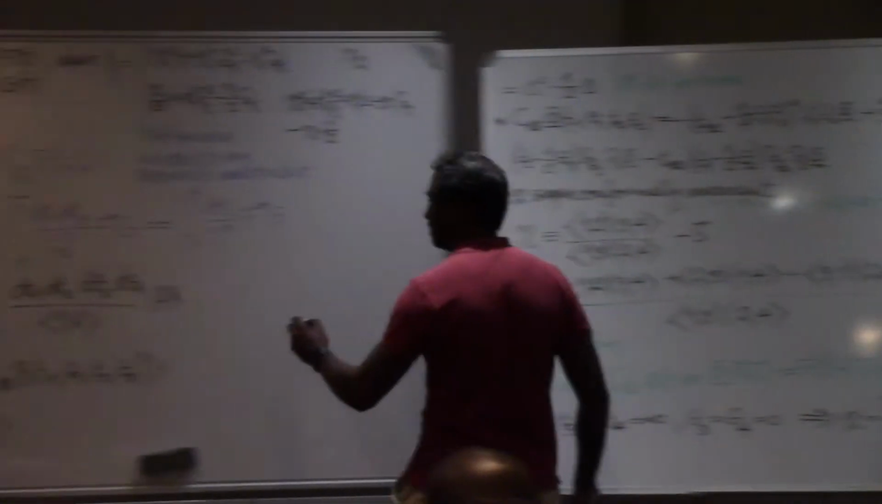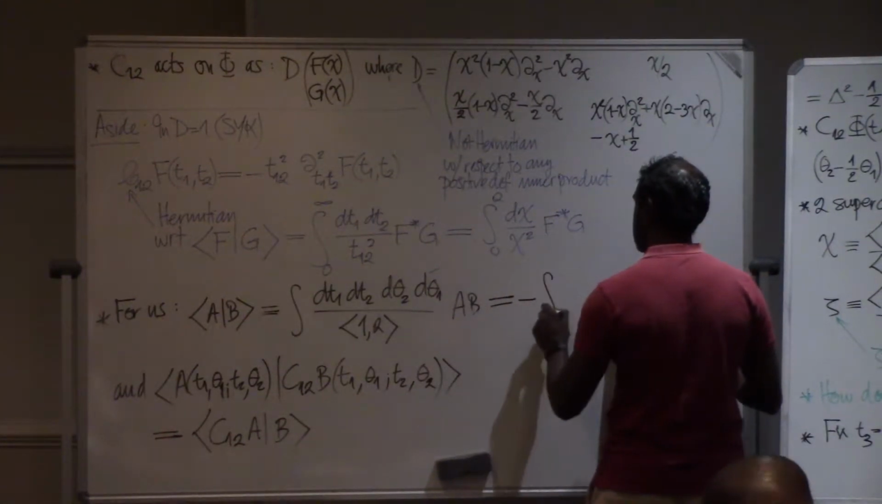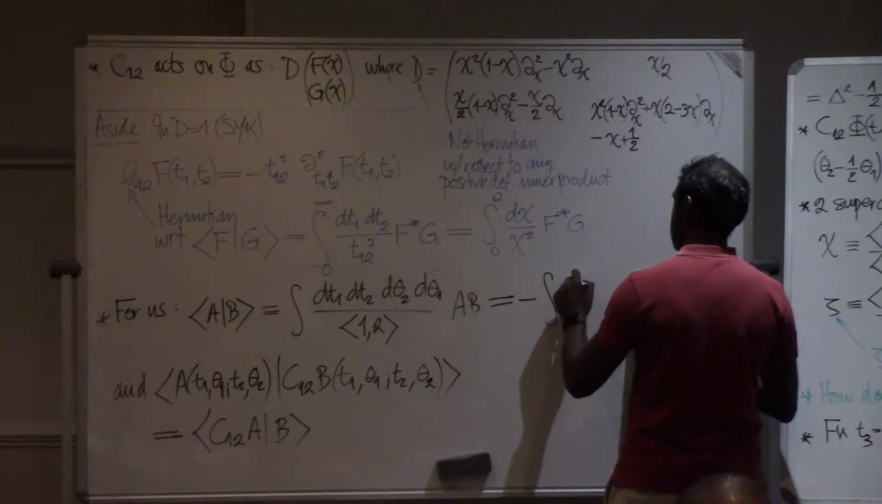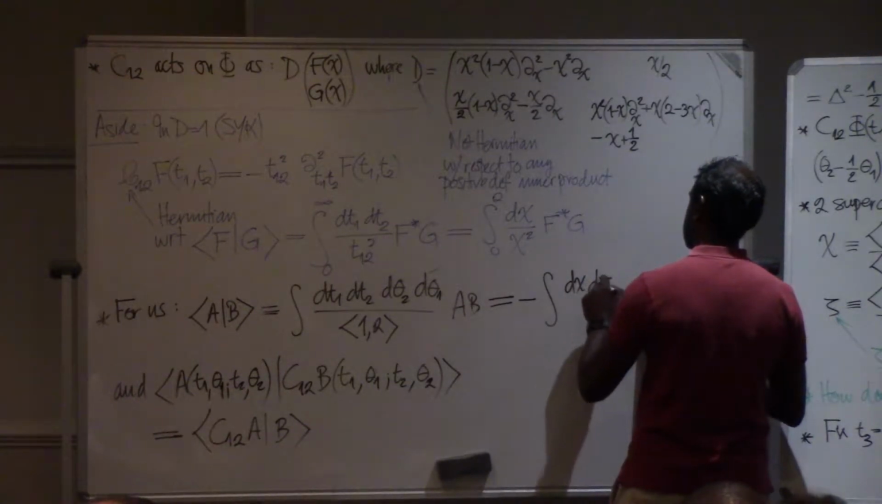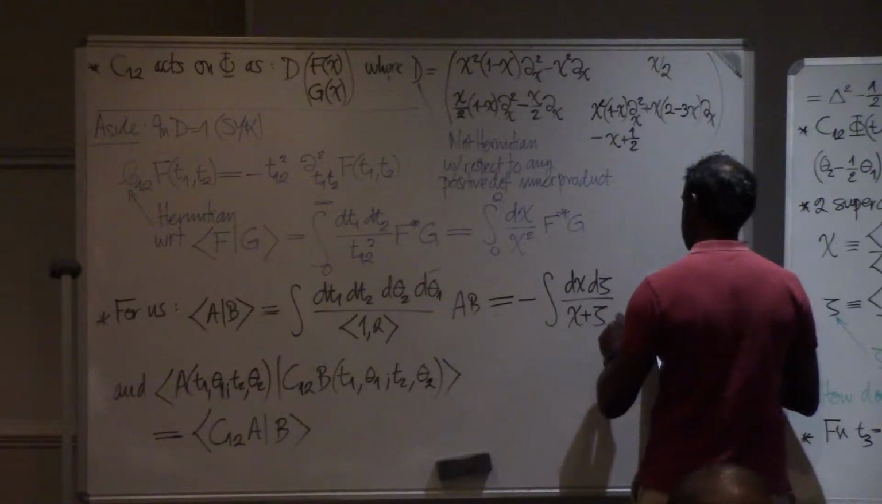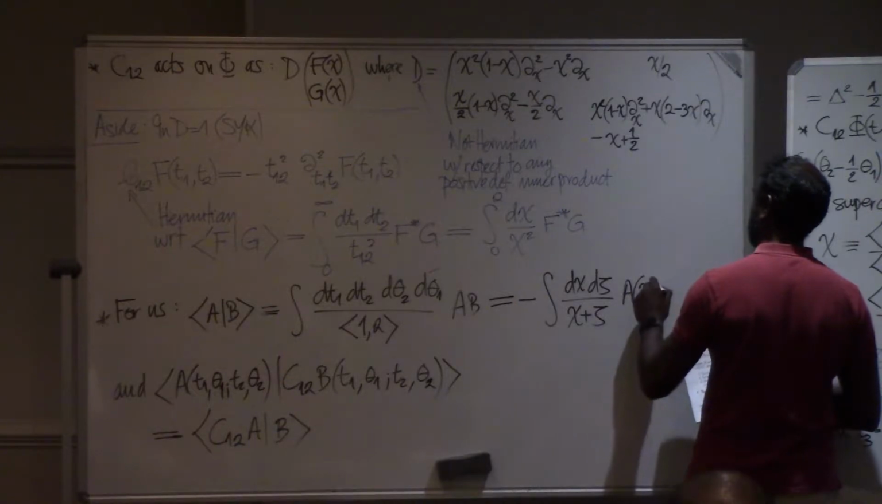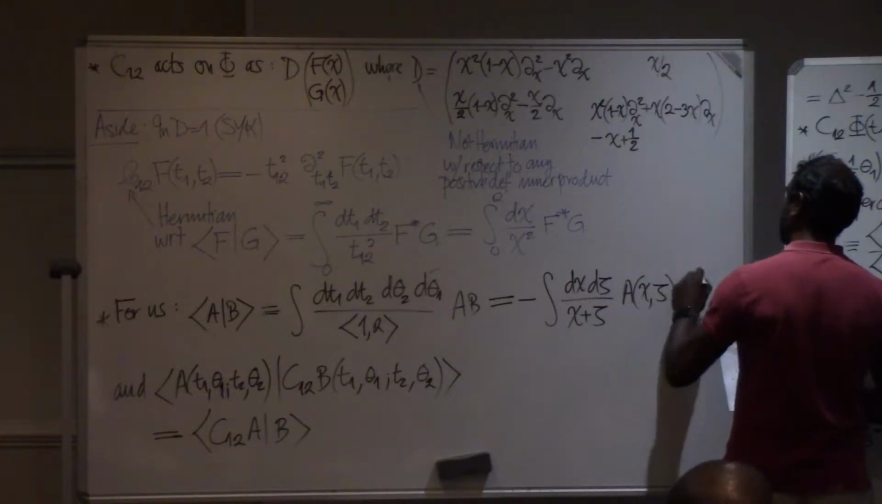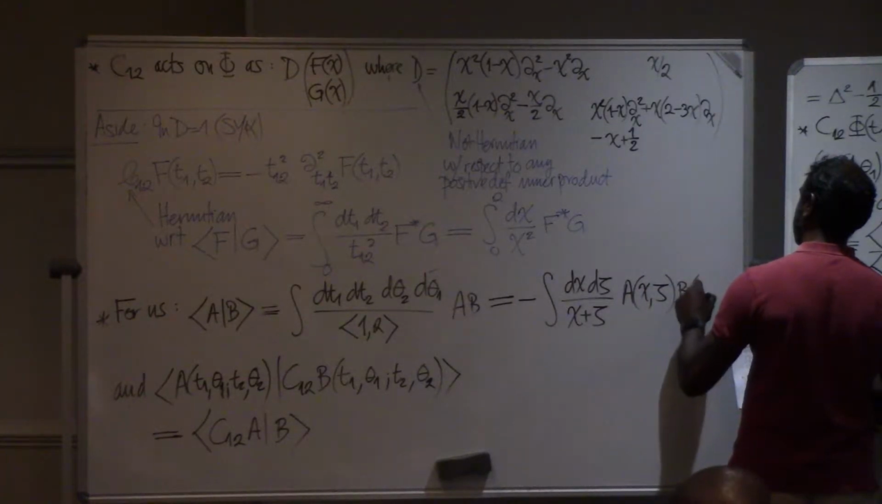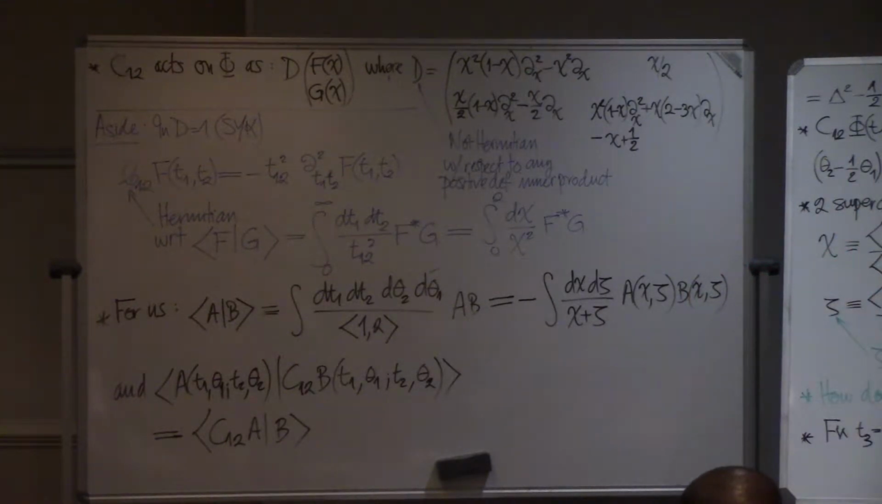So in that case, I can write this guy as minus the integral d chi d zeta over chi plus zeta, and A now a function of chi and zeta, B a function of chi and zeta.